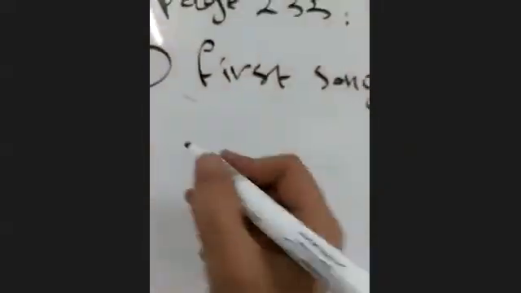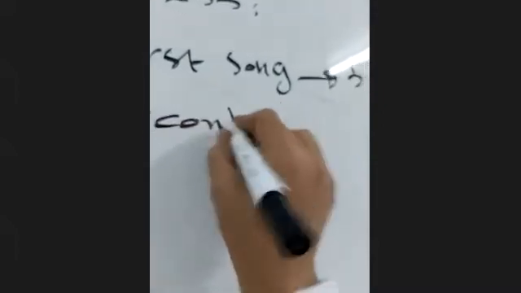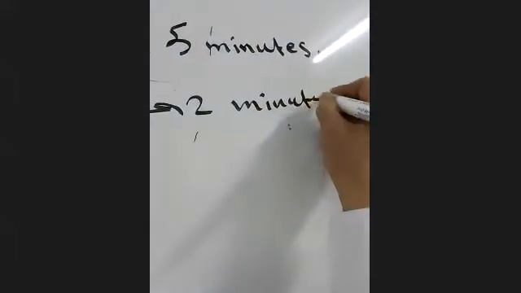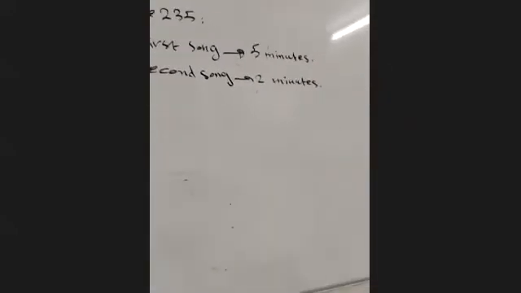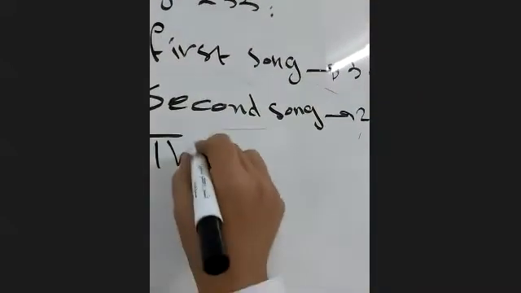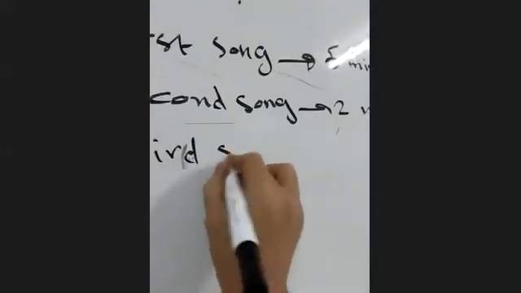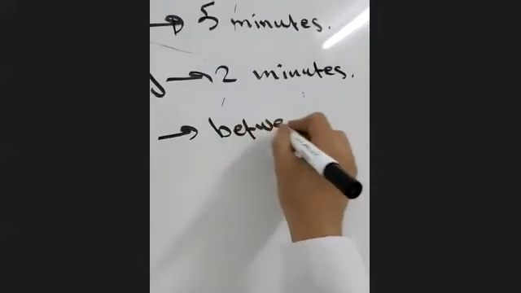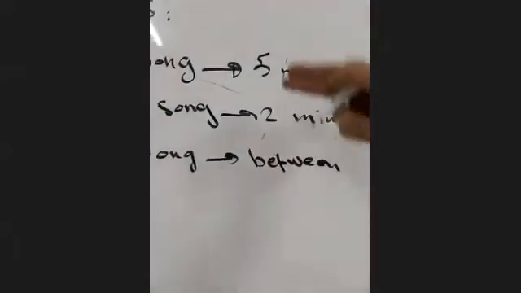Another is 2 minutes long. Good. Let's say the second song is 2 minutes long. Continue. And a third is between the lengths of the other two songs. Good. And we have a third song here, and the length of it is between the other two songs, between 2 and 5.